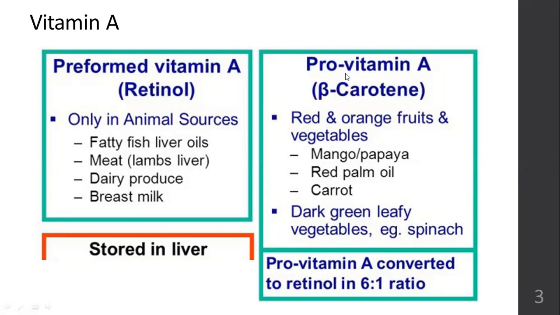Provitamin A has to be converted into retinol, and this conversion takes place in your intestine. Beta carotene cannot be stored in your body as is. It has to be converted into retinol, then only your body can process it. Is it clear to all till here?